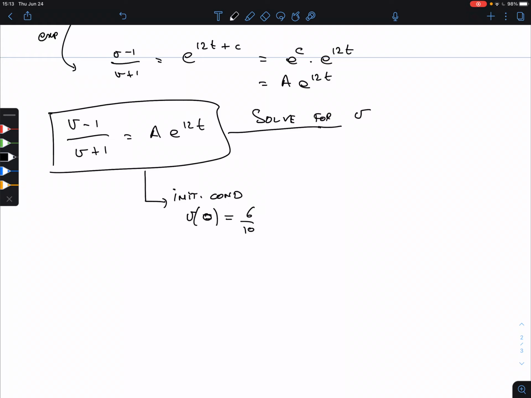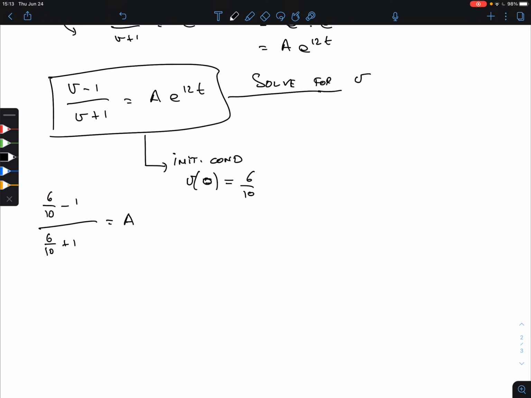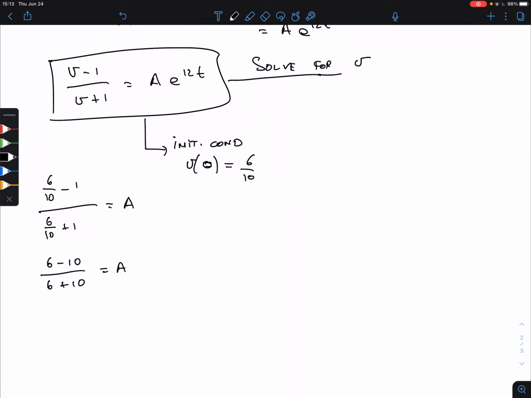Okay, so let's plug that in. So we get 6/10 minus 1 over 6/10 plus 1 is equal to A, at t equals 0, right? So that the exponential is gone. So multiply everything with 10, so we get 6 minus 10 over 6 plus 10 is A. Top and bottom with 10, right? So we get minus 4 over 16 is A, so we see that A is minus 1/4. So we get v minus 1 over v plus 1 equals minus 1/4 e to the 12t.